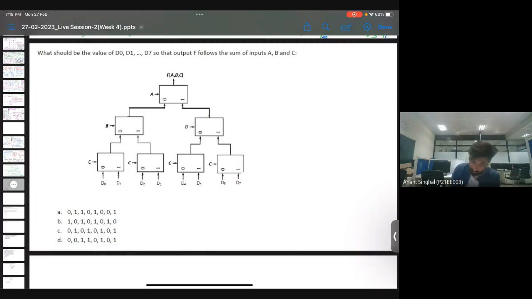So yeah, this is one of the questions. Maybe I can give you a hint. You need to calculate the values of these inputs such that F follows the sum of inputs. Follows the sum of inputs is nothing but XOR gate. This is the terminology that we write for XOR gate. Follows the sum of input implies XOR gate.